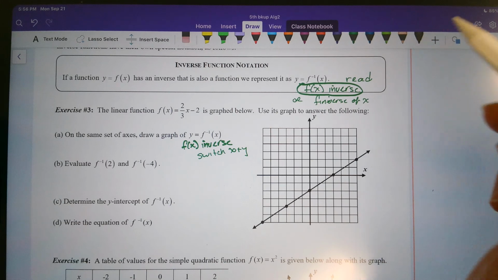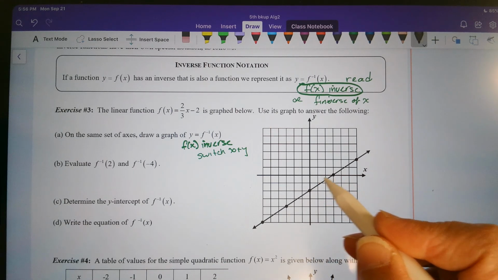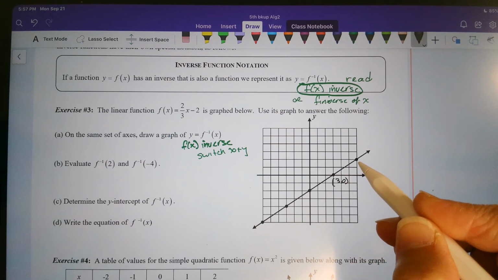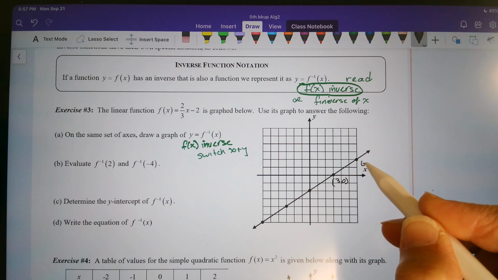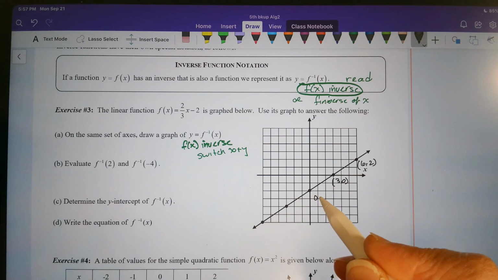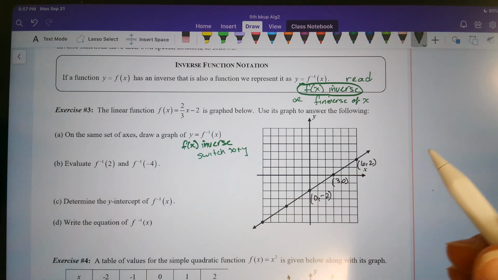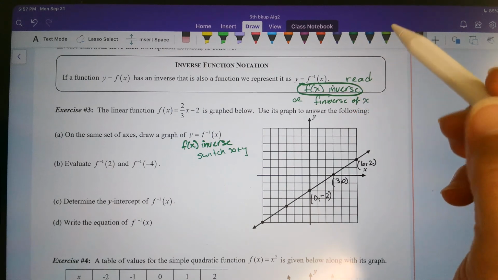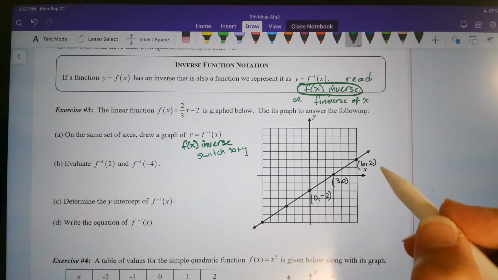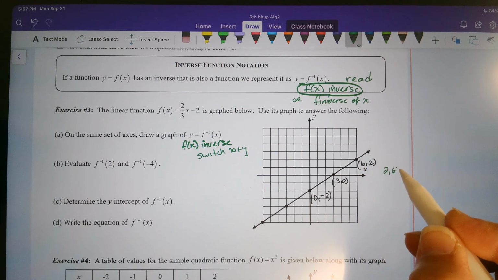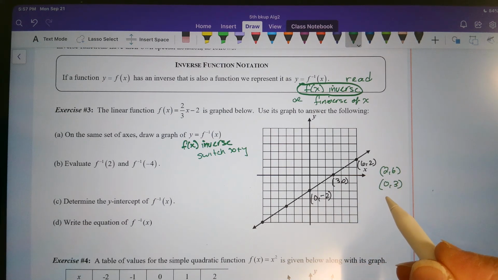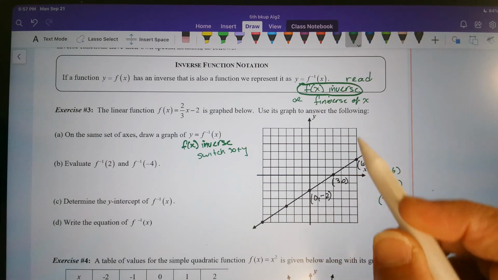So let me put down, let's see. This point here is 3, 0. This point here is 6, 2. And I'll take this point here, 0, negative 2. So I'm going to take those 3 points, and for the inverse, I'm going to switch. So 6, 2 switches to 2, 6. 3, 0 to 0, 3. And 0, negative 2 to negative 2, 0. And I'll plot those points.